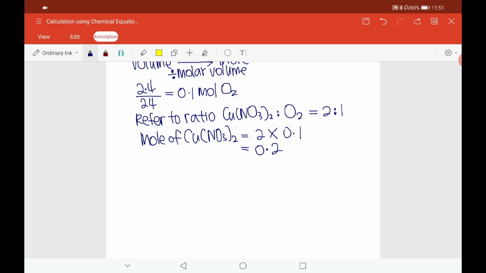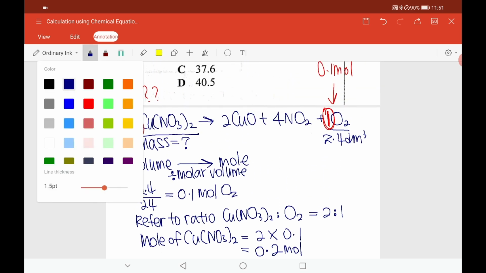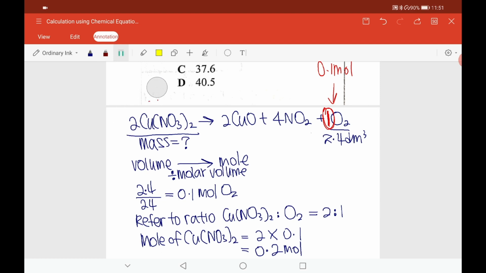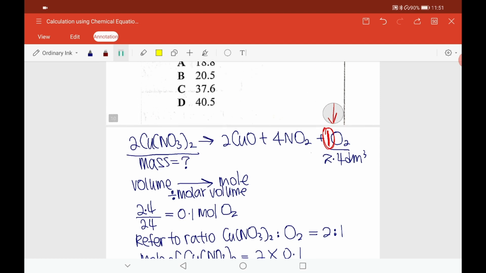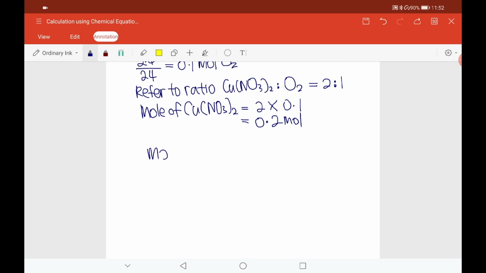Once we have the mole for the copper nitrate, what is the last step that we can do? We already have the mole, but what does the question ask for? The question is actually asking for mass. So when we have mole, can we change the mole to the mass? Yes. We learned that mole changes to mass using RAM. We know mole and mass are related by RAM, and the operation, mole change to something else, is times, multiplication.